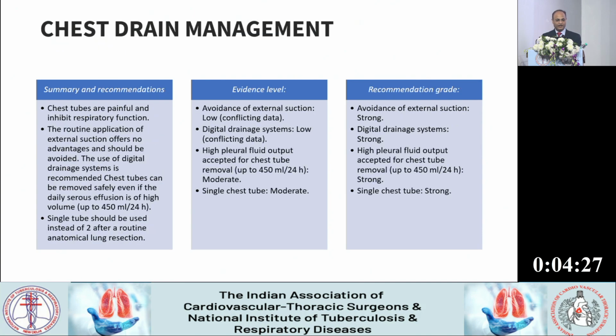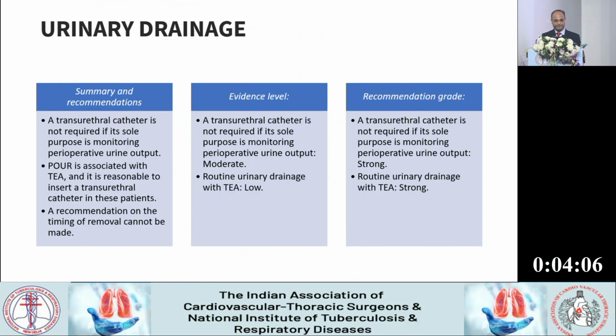Chest tubes are painful and inhibit respiratory function. The routine application of external suction offers no advantage and should be avoided. The use of a digital drainage system is recommended. Chest tubes can be removed safely even if the daily serous effusion is high, up to 450 ml. A single tube should be used instead of two after a routine anatomical lung resection. The transurethral catheter is not required if its sole purpose is monitoring of the perioperative urine output. Post-operative urinary retention is associated with thoracic epidural, and it is reasonable to insert a catheter in these patients. The recommendation on the timing of removal cannot be made.